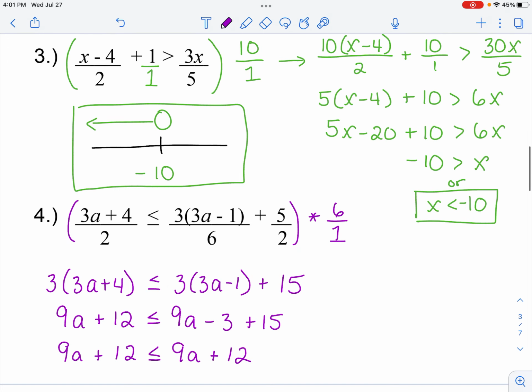So I'm going to get 9a plus 12 is less than or equal to 9a plus 12. Huh. What does that really mean? Well, that's the same as, if I eliminate the a's, 12 is less than or equal to 12. Well, that's a true statement. So what does that mean? That means my solution is all real numbers. Any number that I want to plug in for a is going to work in this inequality because the two sides are actually equal to each other. So the left side is always less than or equal to the right side.